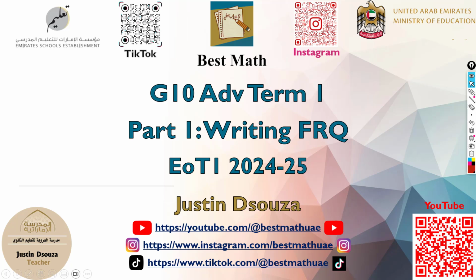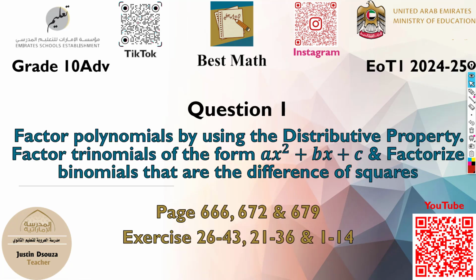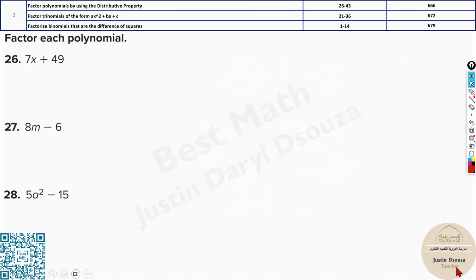We will begin with the writing part. Question 1 is about polynomials. We are to factor them and also use formulas and simplify them. Here we have simple factorization. We just use the distributive property here.